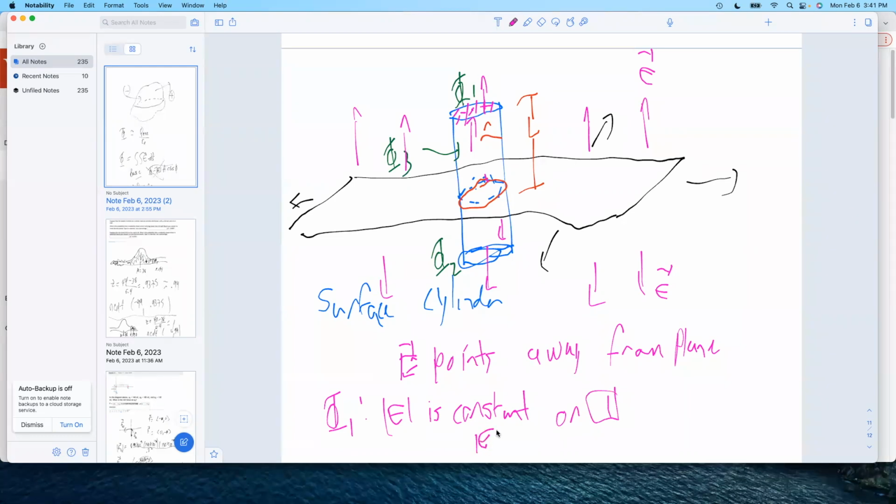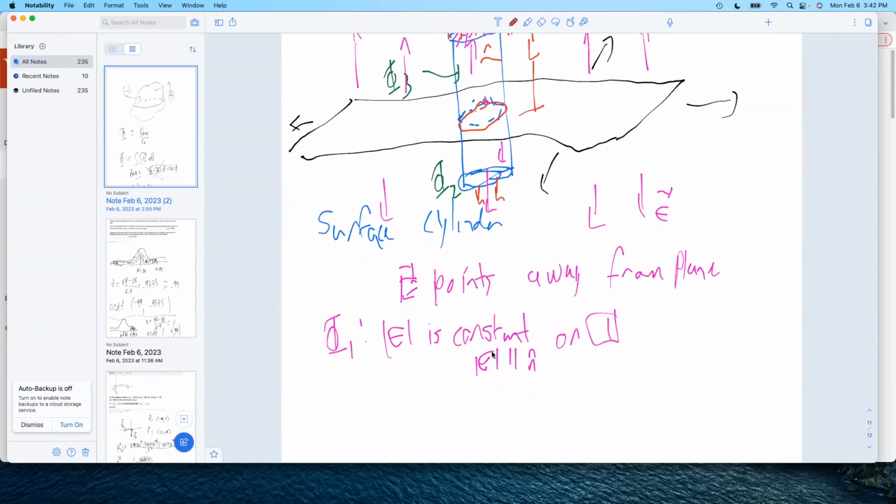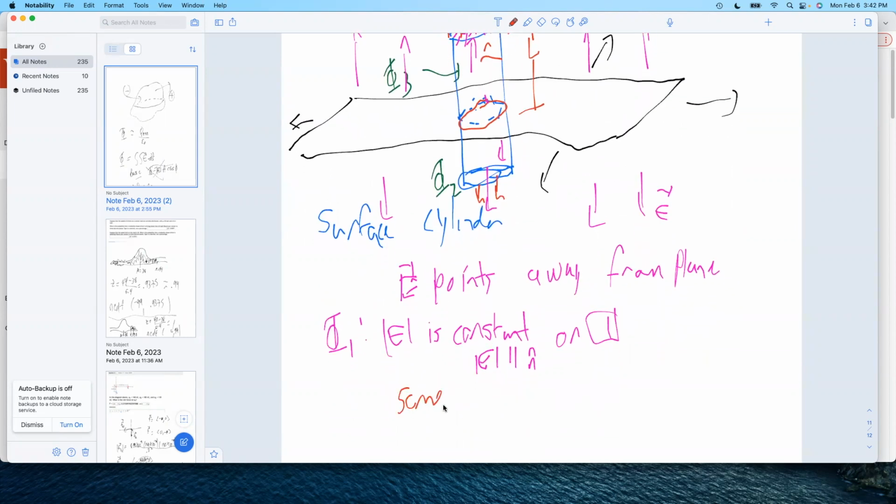And E is parallel with the normal vector. My normal vector, let's draw some of those in. The normal vector has to point up. Okay, what about on surface 2? Well, that's the exact same scenario, right? So I could just say here, same on 2. What about on surface 3?